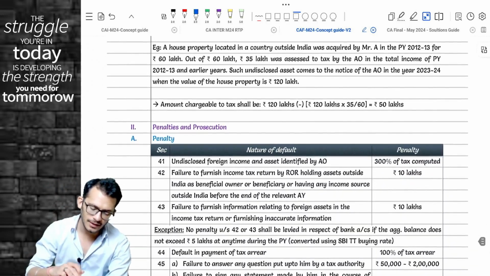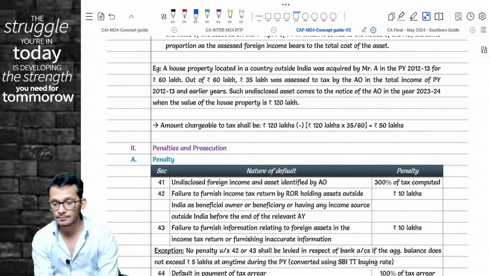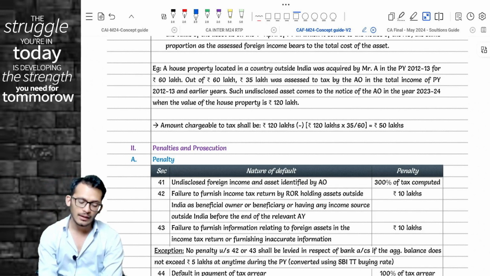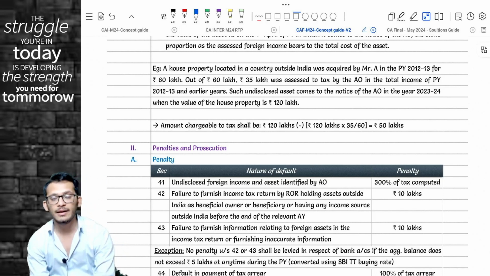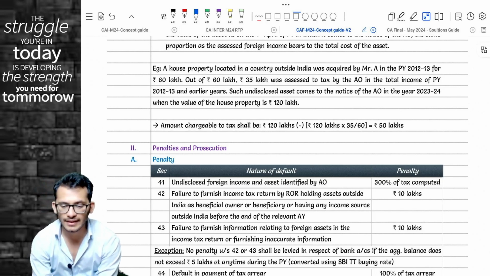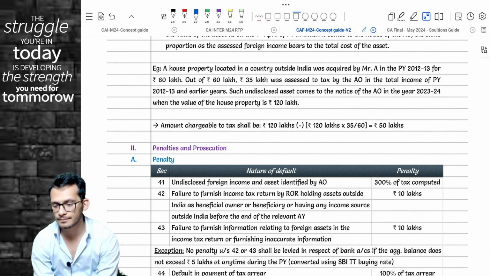A house property located in a country outside India was acquired by Mr. A in previous year 2013 for 60 lakhs. You acquired a house for 60 lakhs in 2013. Out of that 60 lakhs, 35 lakhs came into the attention of the AO in the Income Tax Act and was already taxed in earlier years. Hey, this 35 lakhs which was already taxed earlier, will you tax it once again?